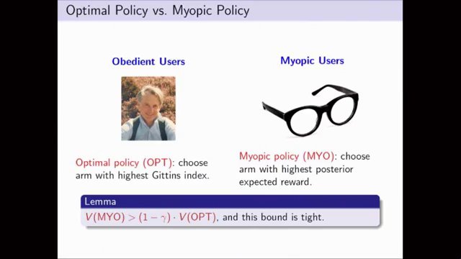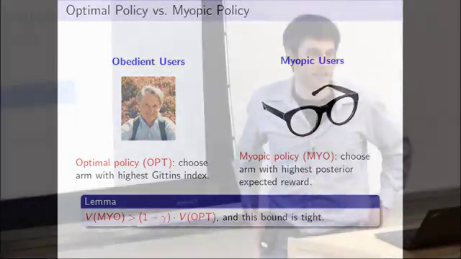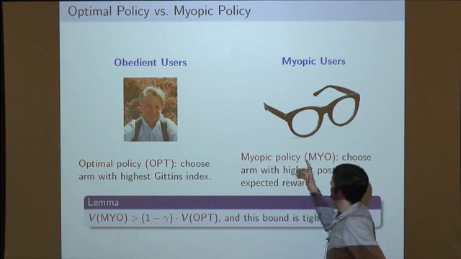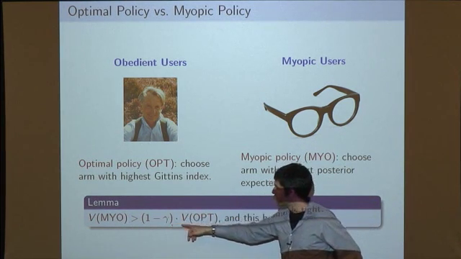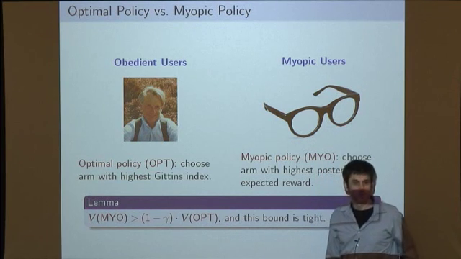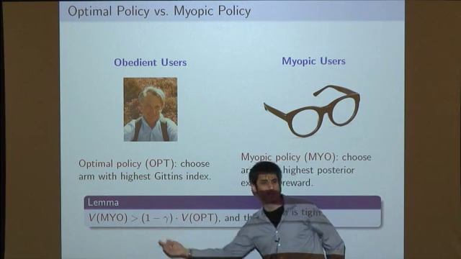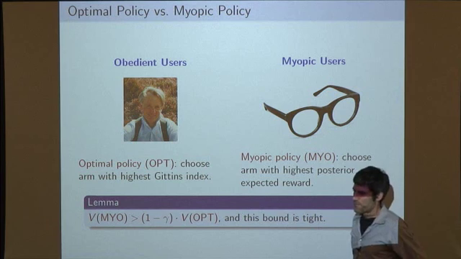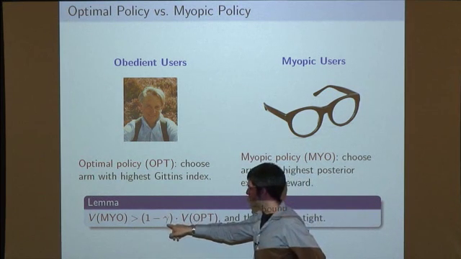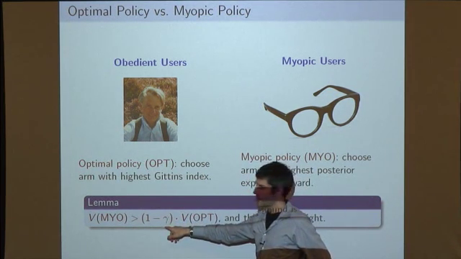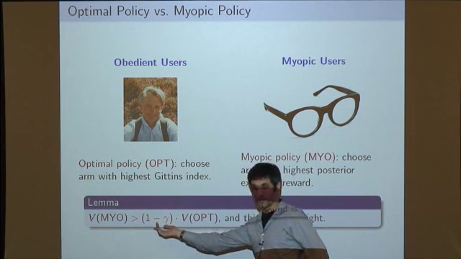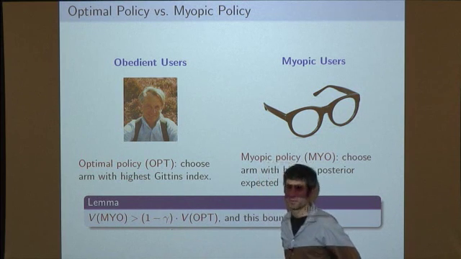A lemma that we prove in our paper, and I'll skip the proof in the interest of time, is that the value of the myopic policy is always at least 1 minus gamma times the value of the optimum. And in this multiplicative factor, 1 minus gamma can't be improved in the worst case. Gamma is the discounting factor. That's right. So if the principal is very patient, gamma is close to 1. It might be 0.999. And then this is a 1 over 1,000 factor, which is not very desirable.